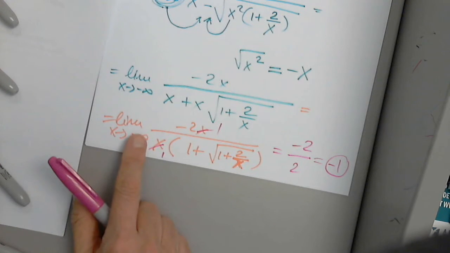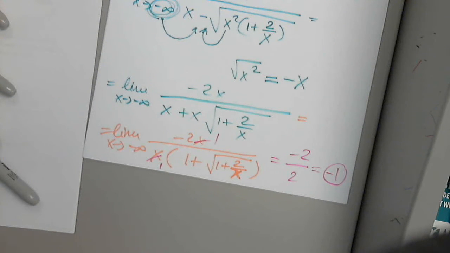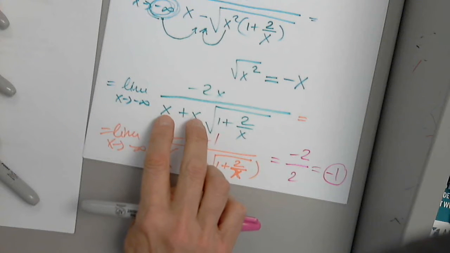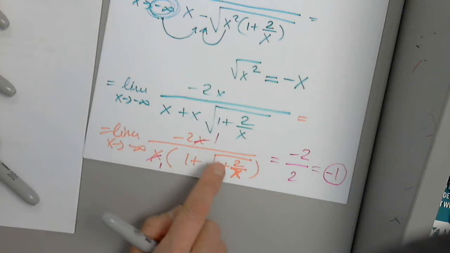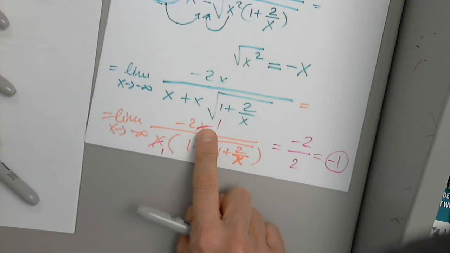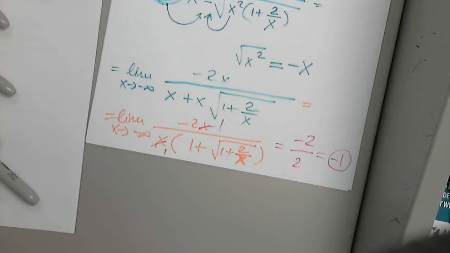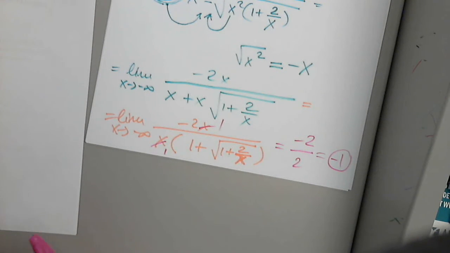Yes, Vanessa? I know how you got that, like it's x plus x and then square root of 1 plus 2 over x. Yes. Then you get to the next step for the denominator. I factor out x. X times 1 is this, x times the square root is that. If I don't factor it out, I cannot simplify with the x from the top. I have to factor first before I simplify. Other questions on this one?